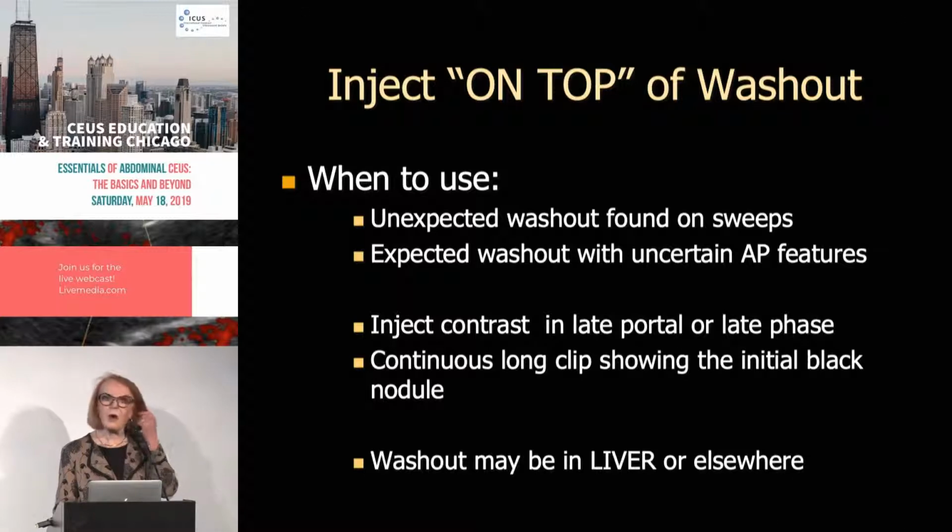Now, injecting on top is a very, very valuable technique, so I will show you this. When do we use this? We do it when we see unexpected washout on the sweeps. In other words, we do a sweep and we see a black hole in the liver that we didn't know was there. Now if we come out of contrast and look on our grayscale scan, if we come out immediately, then the black hole is gone. And when we go back into contrast, the bubbles will be destroyed. We won't see it anymore. So injecting on top is the best way to find out what that mass did originally. We are usually injecting in the late portal or late phase.